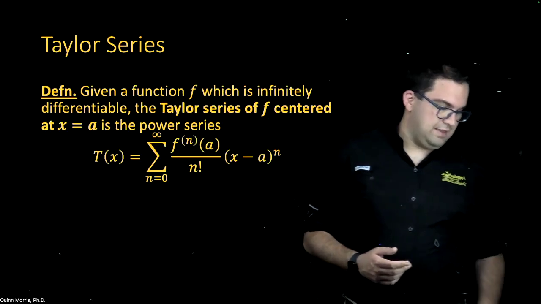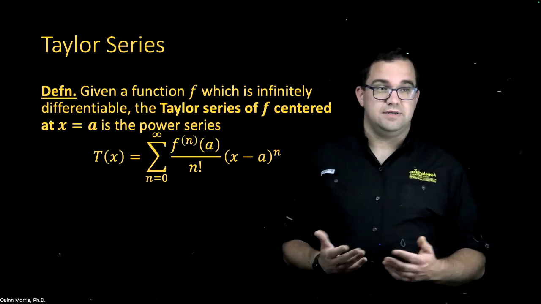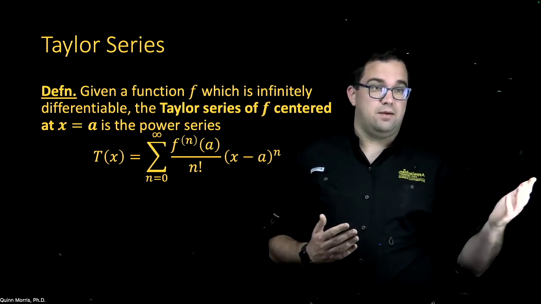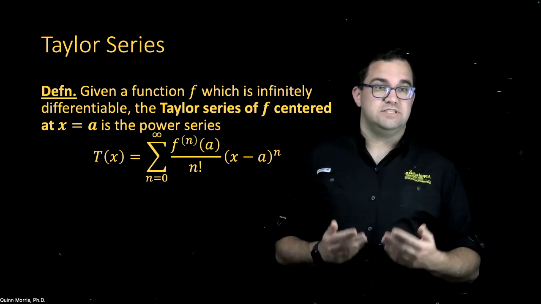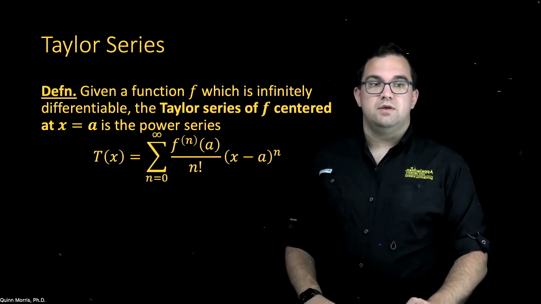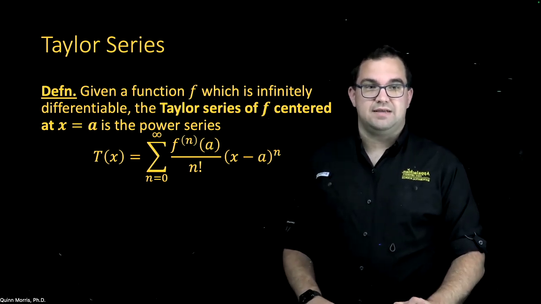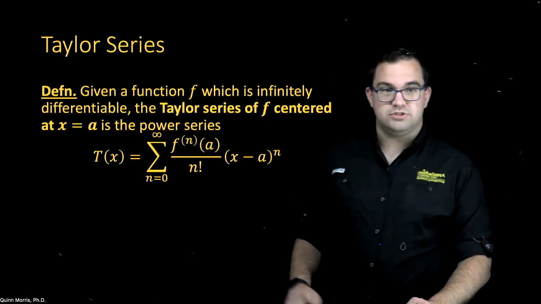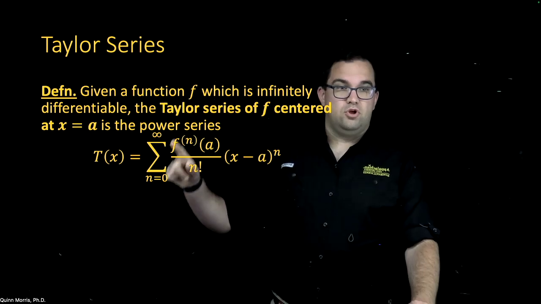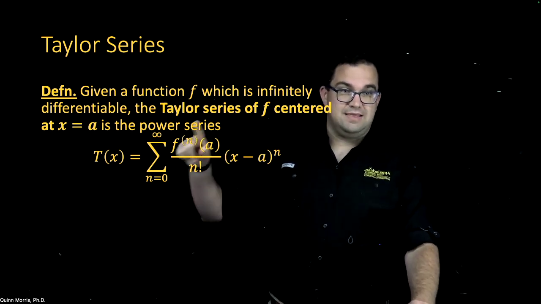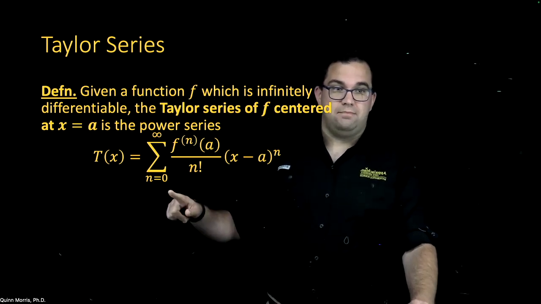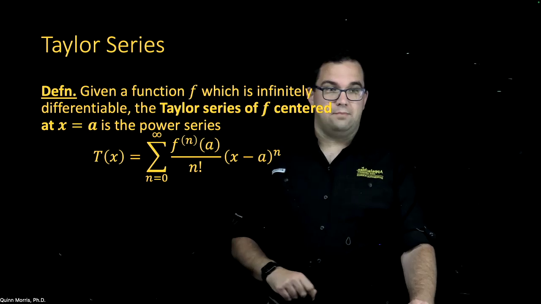Well, the idea is actually we just create an infinite series. So we're going to take these Taylor polynomials and extend them to have an infinite number of terms. And we'll call that a Taylor series. So given a function f which is infinitely differentiable, the Taylor series of f centered at x is equal to a is just the power series, the sum n equals 0 to infinity of, if you look at this term, this was the nth term of the Taylor polynomial. Now you're just taking those and adding them up, starting at 0, going all the way up to infinity.